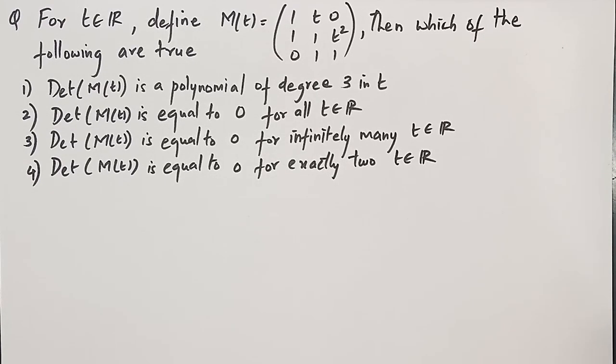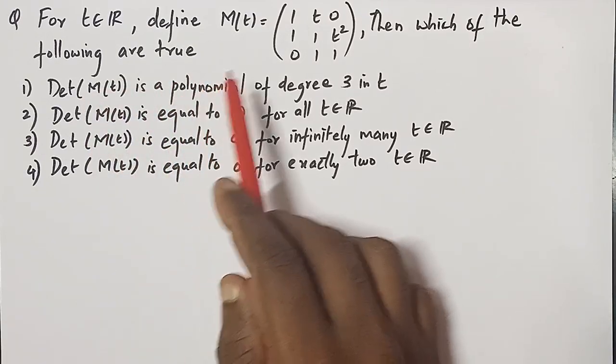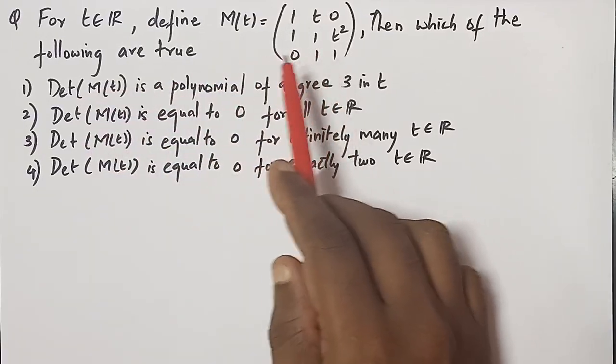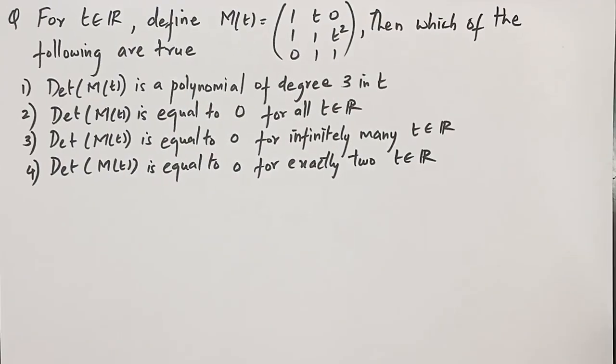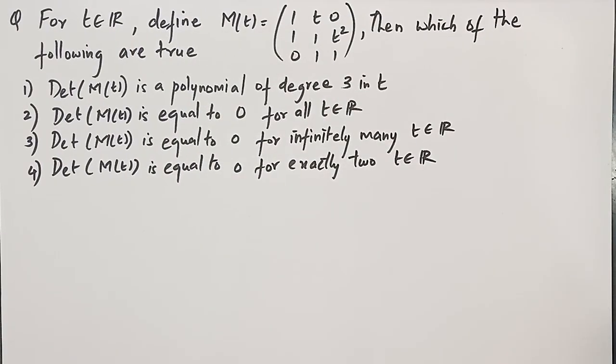Today we are going to see a problem from linear algebra which was asked for CSIR NET December 2019 examination. So this is a question from part B. You can see the question is: for t belongs to R, we are asked to define a matrix M(t), and we are asked which of the following options are true. So this is basically a question regarding the determinant of this matrix.